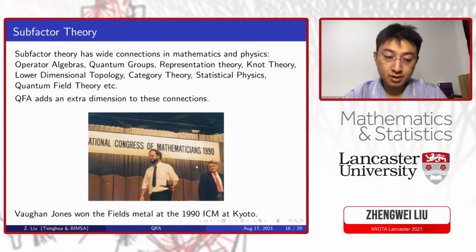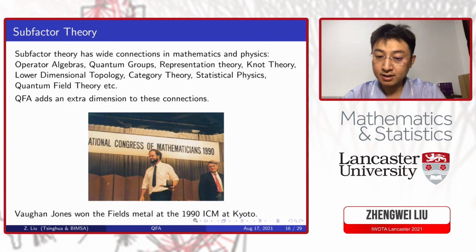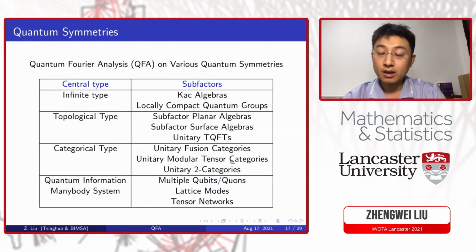And this is a picture of my advisor Vaughan Jones, when he won the Fields Medal in 1990. But unfortunately, Vaughan passed away last year. But I think his work is still going on, and we are expanding this very beautiful theory of subfactors. And subfactor is the main quantum symmetry we are considering.